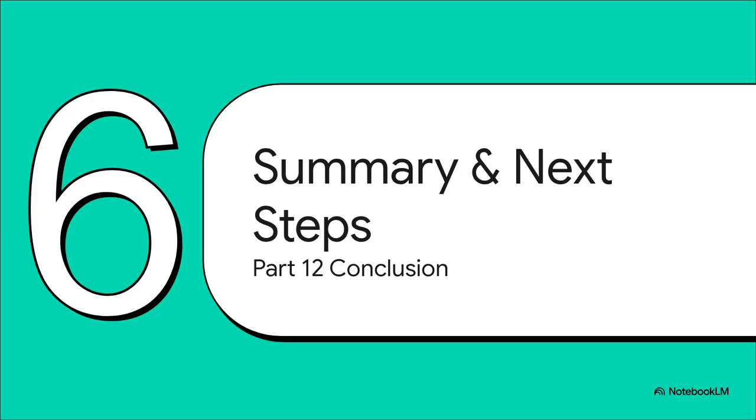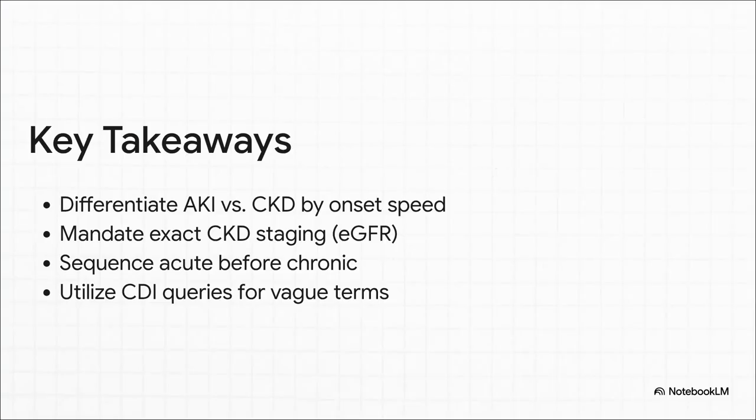All right, bringing us to Section 6, Summary and Next Steps. We have covered a huge amount of technical coding logic today. Let's lock in those core takeaways before we wrap up this explainer. First, remember to differentiate these conditions by their onset speed. Rapid means acute, gradual means chronic. Second, always pin down that exact CKD stage and avoid N18.9. Third, properly sequence acute and chronic conditions by putting the acute code first. And finally, be proactive. Aggressively query vague documentation like renal insufficiency when the clinical indicators scream AKI so you can capture the true clinical picture.